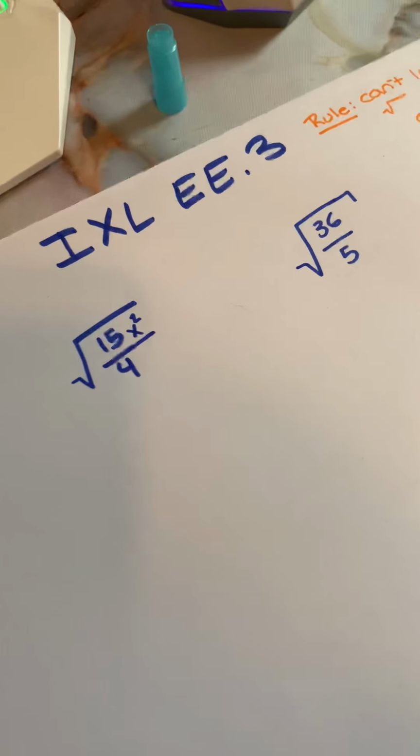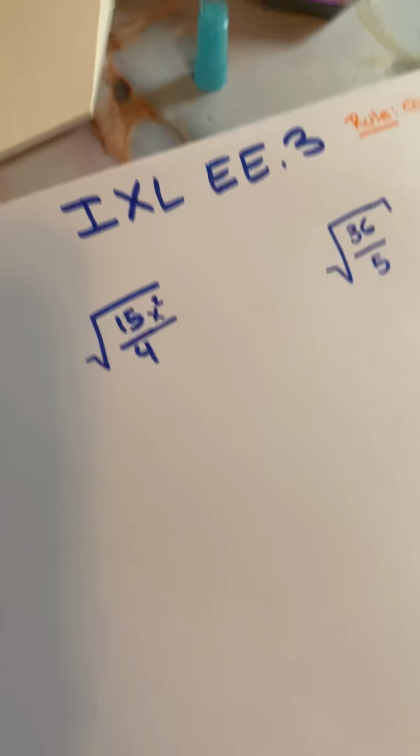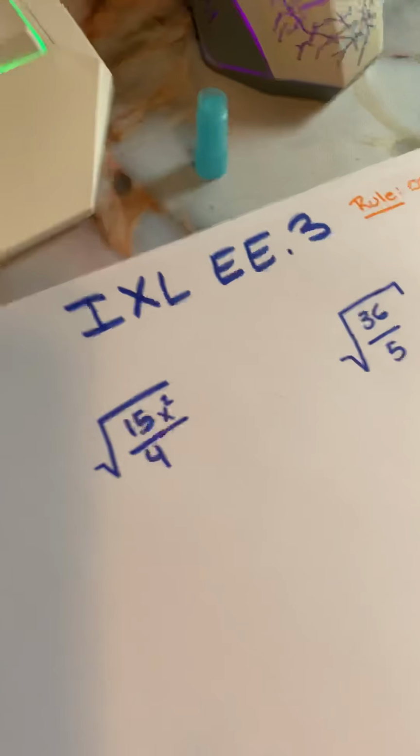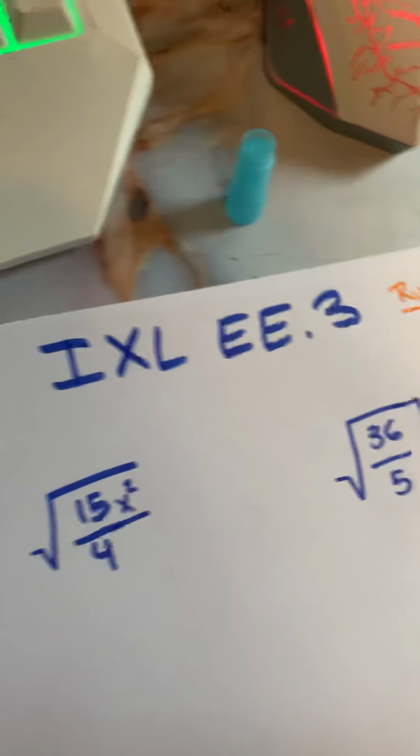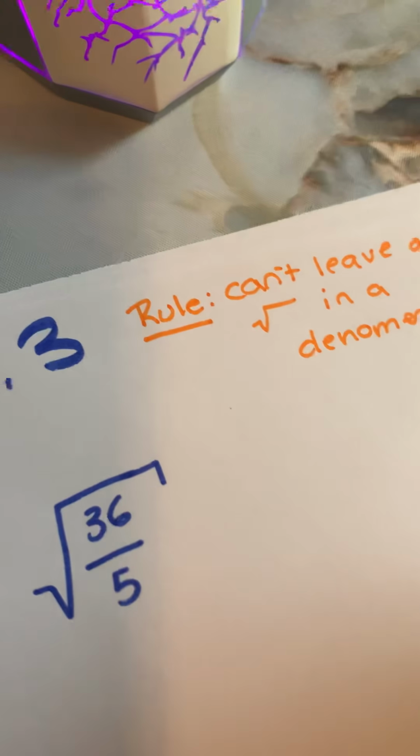Alright, so IXL EE.3 is simplifying radicals involving fractions. So what do you do if there's a fraction? There's one big rule when it comes to doing the fraction ones. The rule is you can't leave the square root in a denominator, right? And remember, a denominator is the bottom.